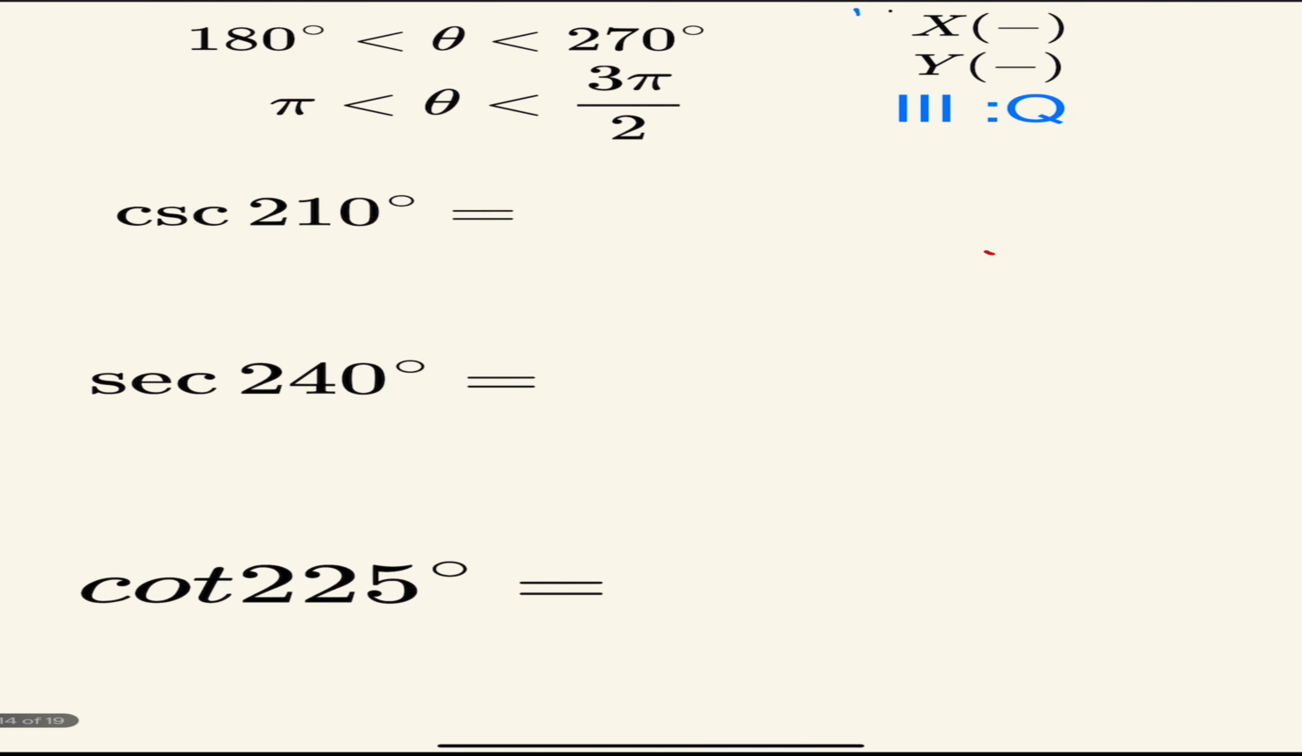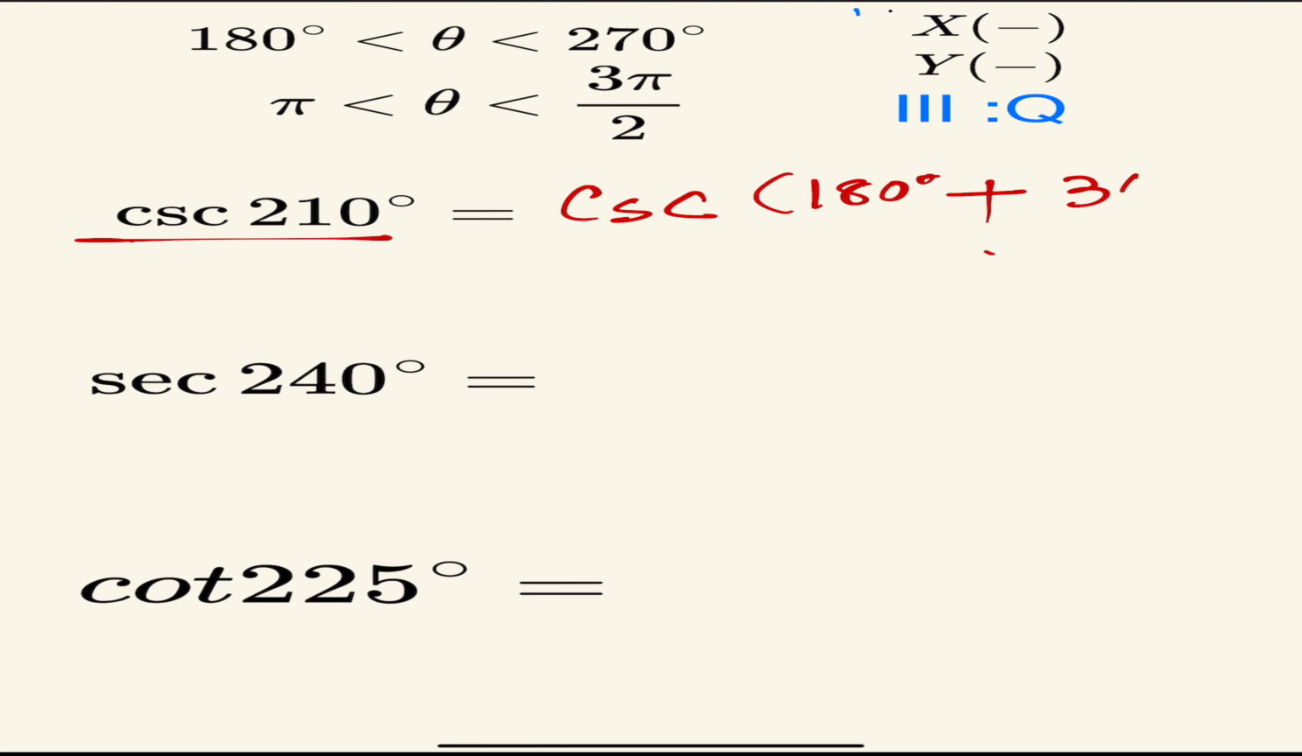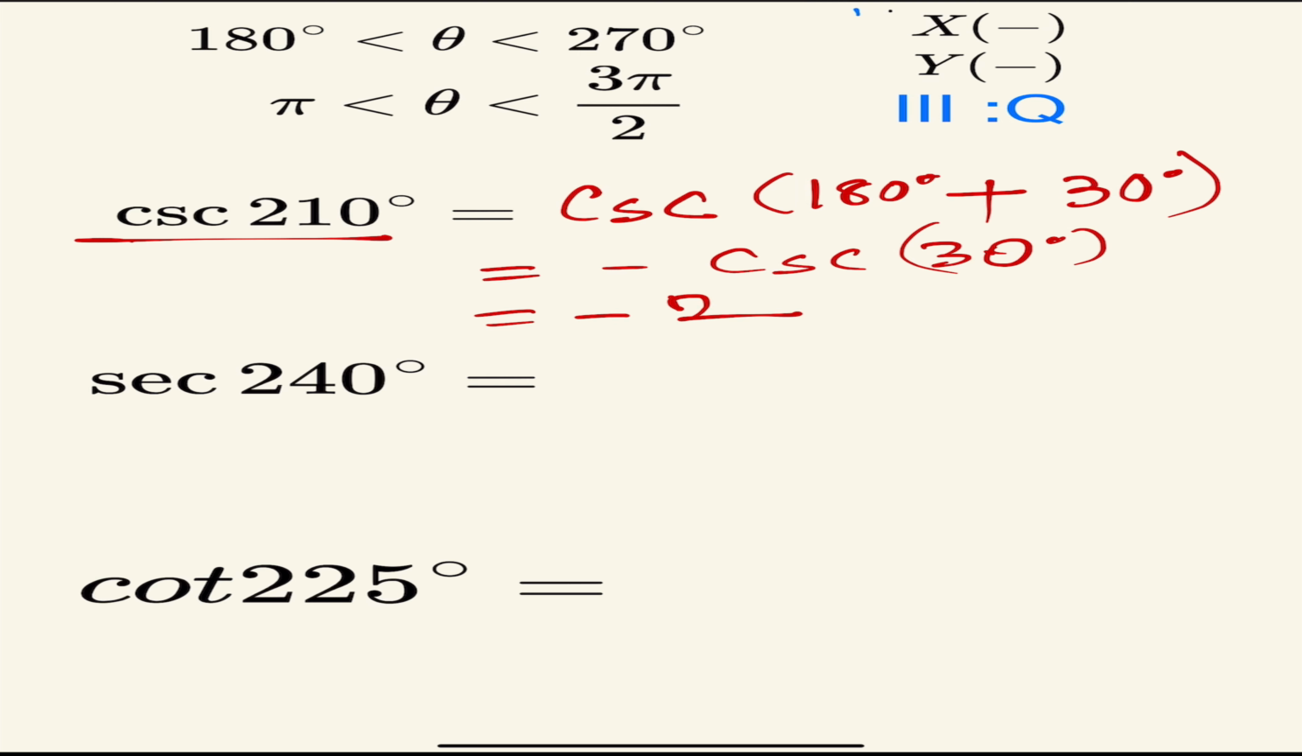Okay, let's do cosecant. Cosecant will be just cosecant 180 plus 30 degree. So it's going to be negative cosecant 30 degree, right? So that means it's going to be -2. Cosecant 30 degrees value is 2.